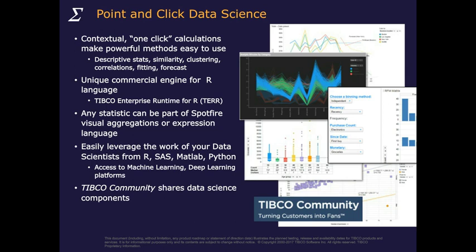But embedded inside Spotfire is our commercial engine for the R language, TERR. And that means out of the box, without having to install anything else, it's easy to drop down and add R code into your visualizations, so that now any statistic from the R community can be part of a Spotfire visual aggregation, that as you change the axes, change the graphic, it automatically gets reapplied. It can be leveraged in the expression language. So if you want to do more complex data transformations or create calculated columns using R, you can do that very easily.